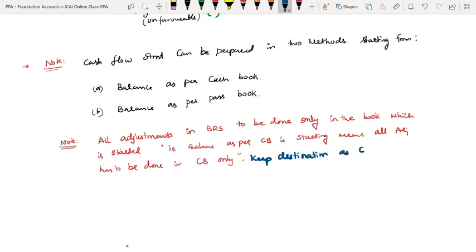Yeah, so keep destination as constant, means fixed. Keep destination as a constant. All adjustments have to be done in the starting book only. All adjustments have to be done in the starting point only.